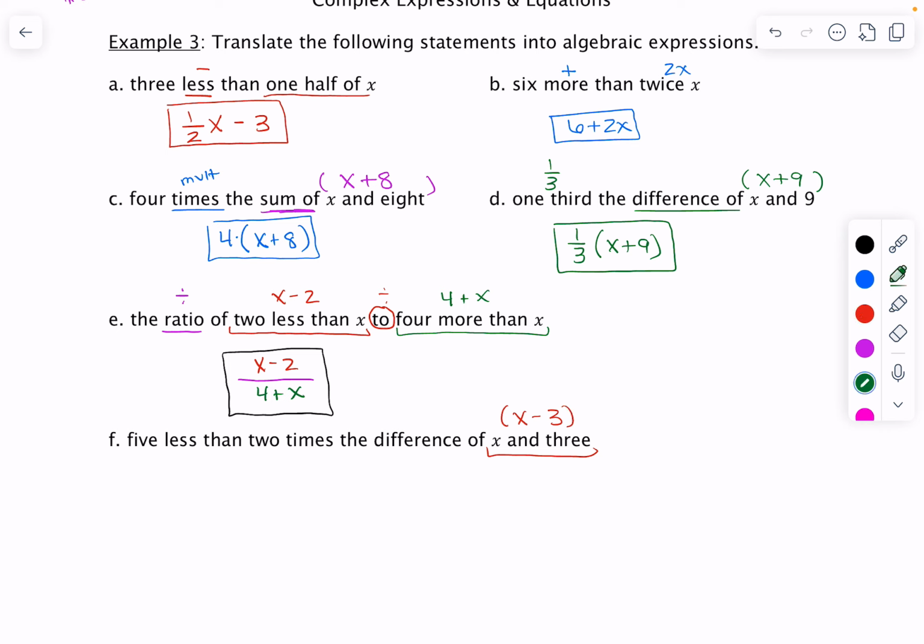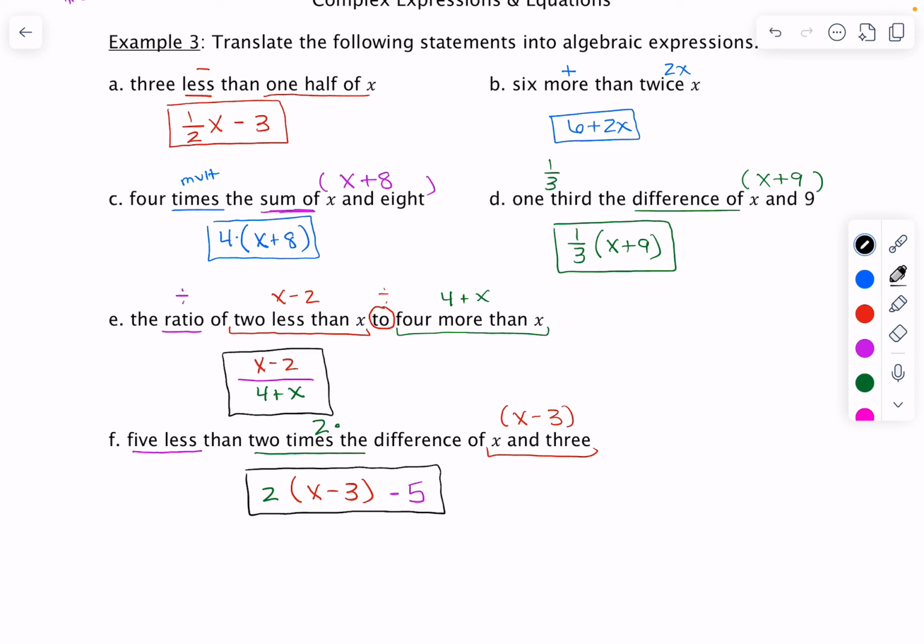When I see this 2 times the difference, I'm thinking 2 times. And then when I see this 5 less, I think of it being at the very end, because I'm going to be taking that 5 away. And like we said with the word less, we switch it. So if the 5's in front, in this case, it's going to go at the end. So then I'm going to have this 2 times the difference of x minus 3 minus 5. So notice how I split that up and wrote it as one big expression.